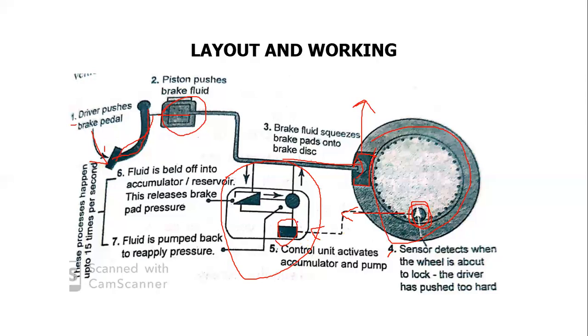So in this unit, we can see two major components. This is the pump and this is the accumulator. This is the next step: the control unit activates the accumulator and pump. This is the control unit, and it will in turn activate the accumulator, and this is the accumulator, and this is the pump.